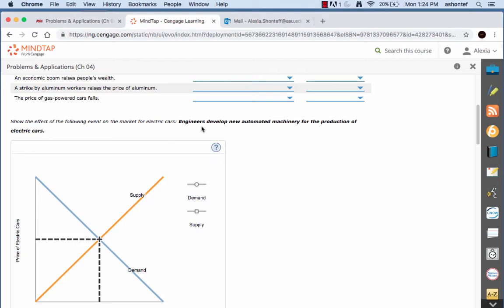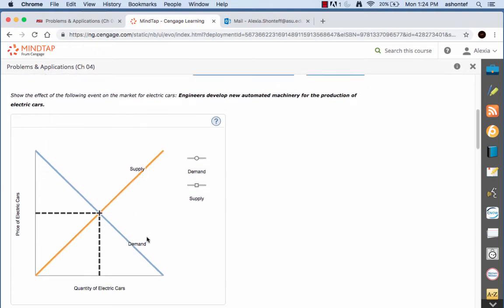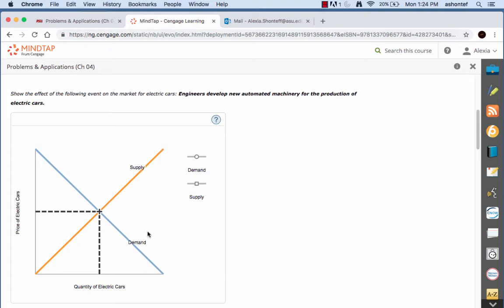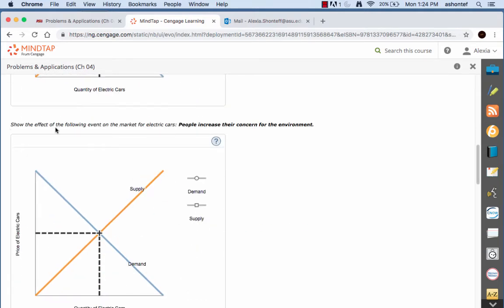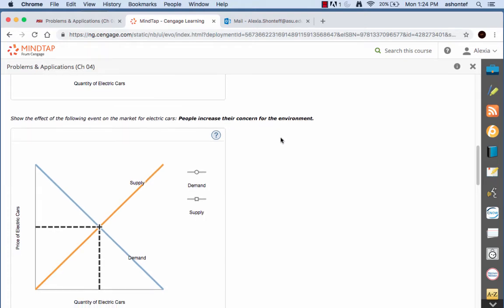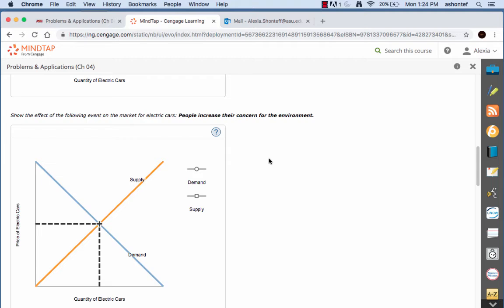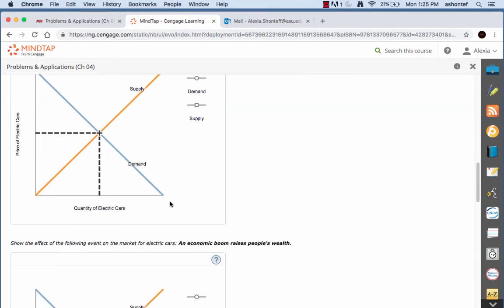Then it continues on. It says, engineers develop new automated machinery for the production of electric cars. So what is going to happen in this picture when there's a technological change? So it's the same thing. Is this a determinant of supply, which is technological change, or is it demand? I think you'll know. Okay, then it says, show the effect of the following event on the market for electric cars. People increase their concern for the environment. So if people become more concerned about the environment, what might happen to the demand for electric cars?